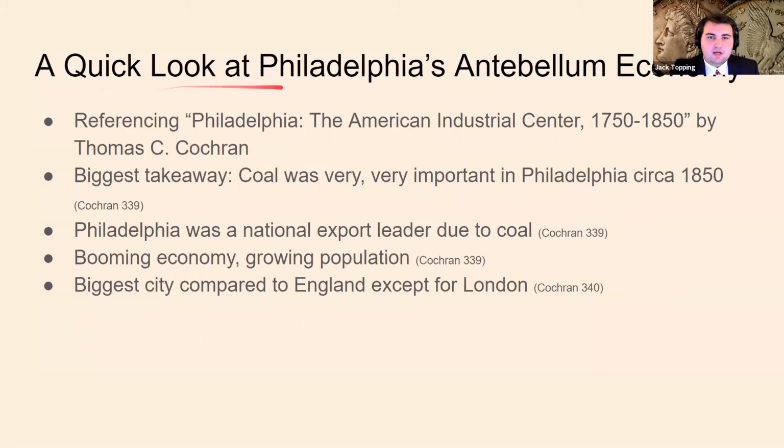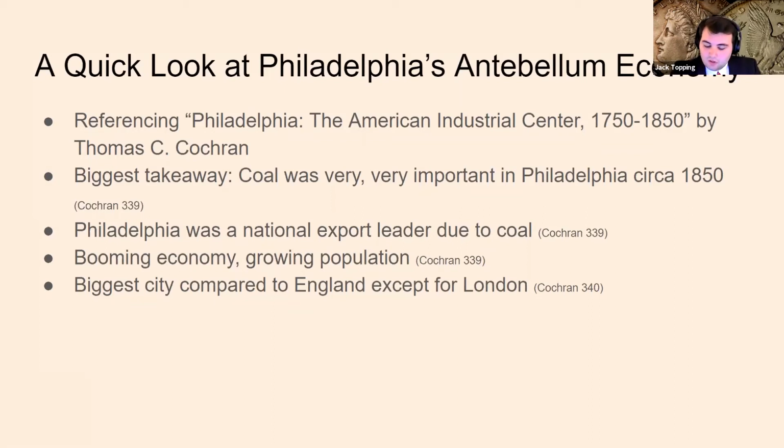So we're going to take a quick look at Philadelphia's antebellum economy, and we're going to reference "Philadelphia, the American Industrial Center, 1750 to 1850," by Thomas C. Cochrane. So the next resource, like I said, is that title from Mr. Cochrane in 1982. We learned from Mr. Cochrane's work at the end of his journal article that coal was the major export and source of income for the city of Philadelphia in 1850.